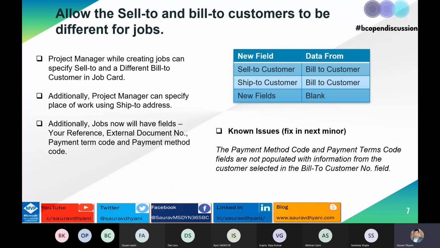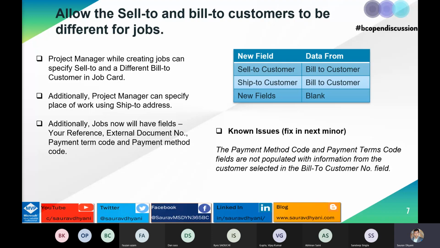Now, what happens when you upgrade to this Business Central 20? If you are on prem or on SaaS, the new fields which are added, like the sell to customer fields, the numbers, the names, and all, get the data as it is from the bill to customer number, assuming that you had the same sell to and bill to, because in the legacy versions till BC19, there was nothing called sell to customer in the job.